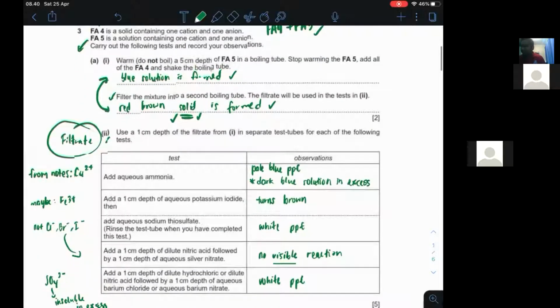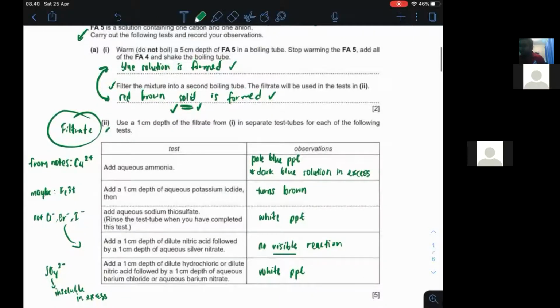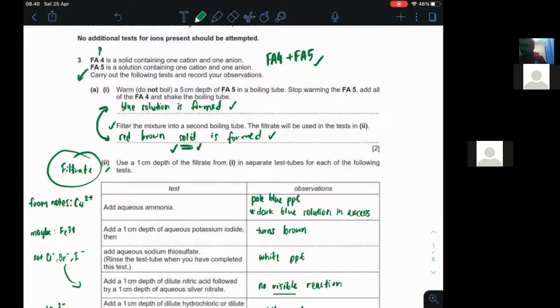Now, once you filter, for some of you who still get confused when we do filtration: the one that sticks on top is going to be the residue, and the one that comes out over here is going to be the filtrate. Let's not waste time by asking. This is residue, and this one is going to be the filtrate. So what they actually did over here, it means they took the filtrate and started to do this test.